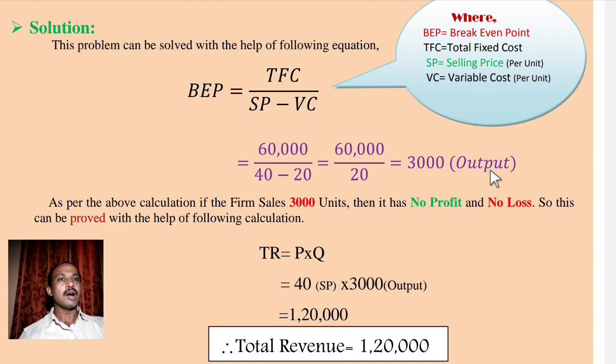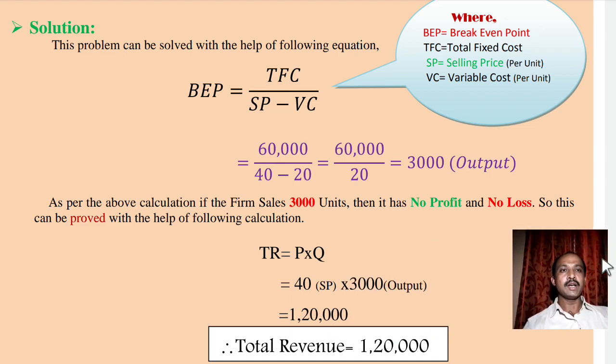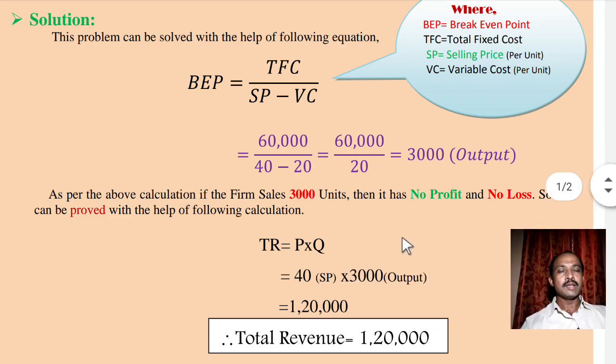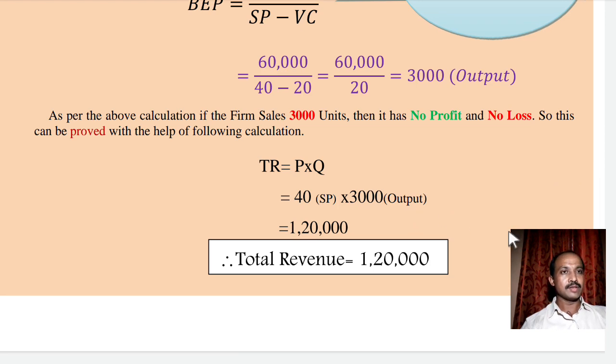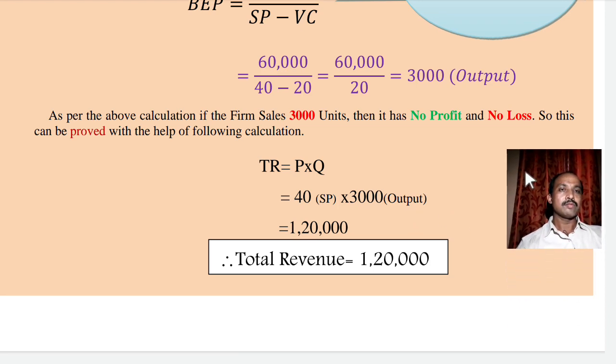That becomes the output. As per the above calculation, if the firm sells 3,000 units, then it has no profit and no loss. This can be proved with the help of the following calculation. To prove the concept of no profit, no loss, we will use this equation.